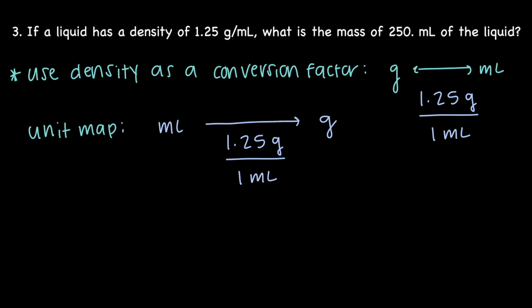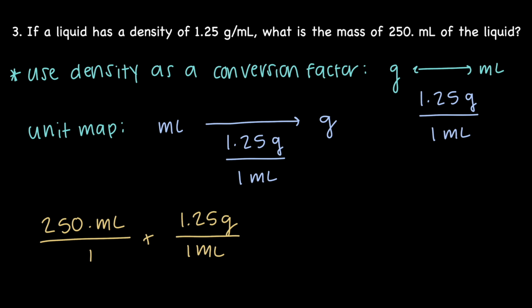Setting up the conversion, we start with 250 milliliters over 1. In the next fraction, 1 milliliter goes on the bottom and 1.25 grams goes on the top. Units cancel and we are left with grams. Multiplying the values, we get 313 grams.